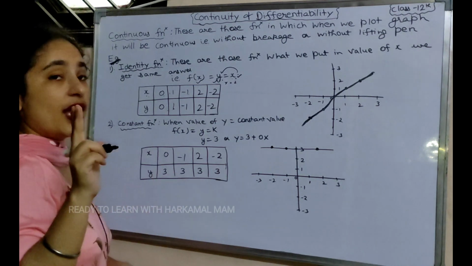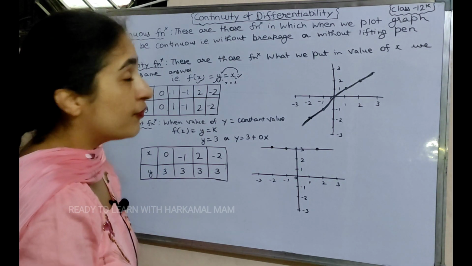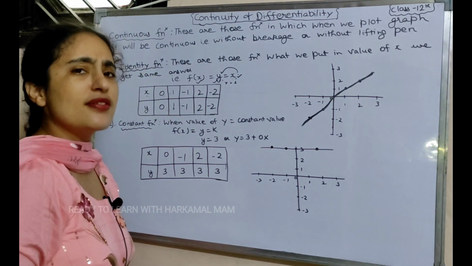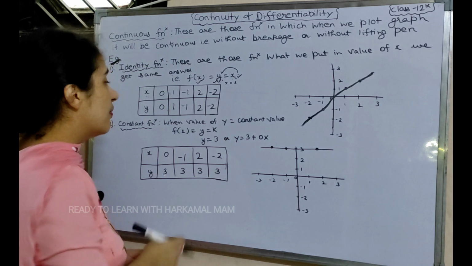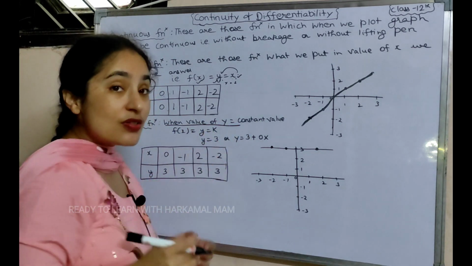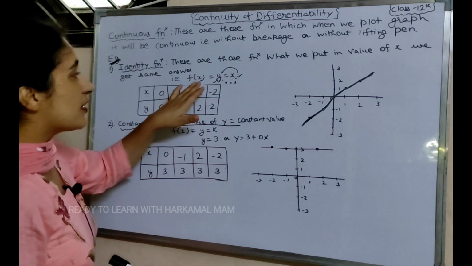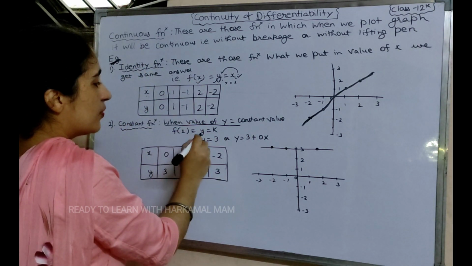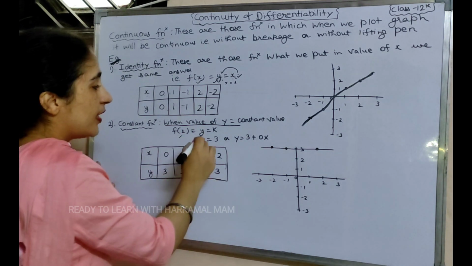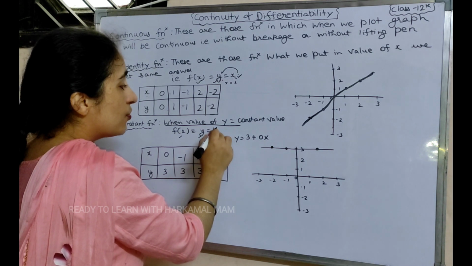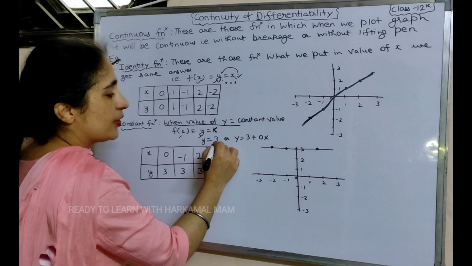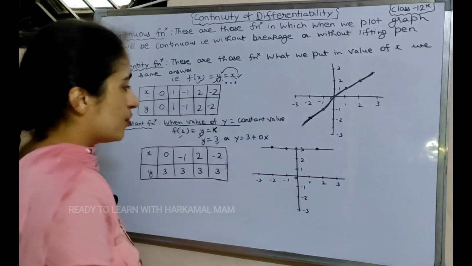Then the number 2 example of a continuous function is the constant function. What is the meaning of a constant function? It is when the value of y is equal to some constant value. If we take the function f of x equal to y, then the value is equal to some constant value. We take the constant value equal to 3.